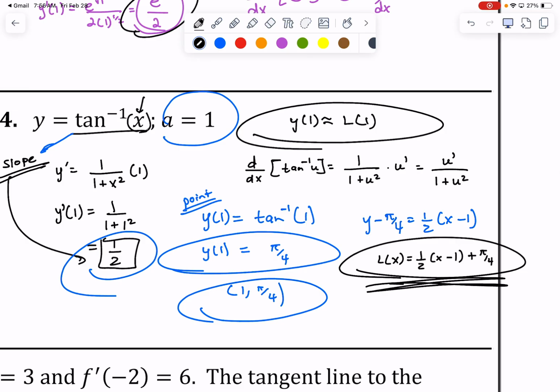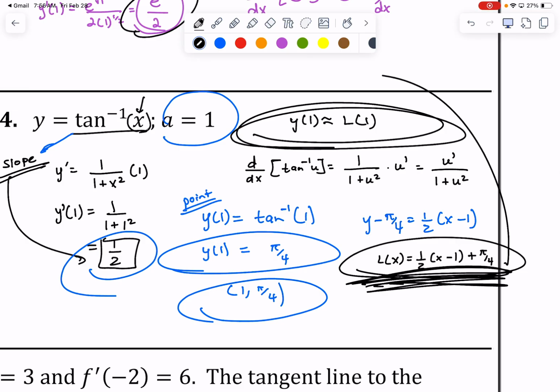That's what that means. Like if you use this to approximate y of 1, or sorry, not 1. I take that back. You wouldn't do y of 1 because you know what y of 1 is. You would do like y of what? 1.1 or 0.9, something like that. You'd pick something close to 1.